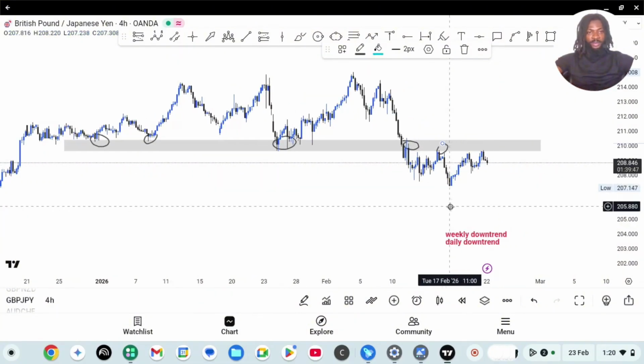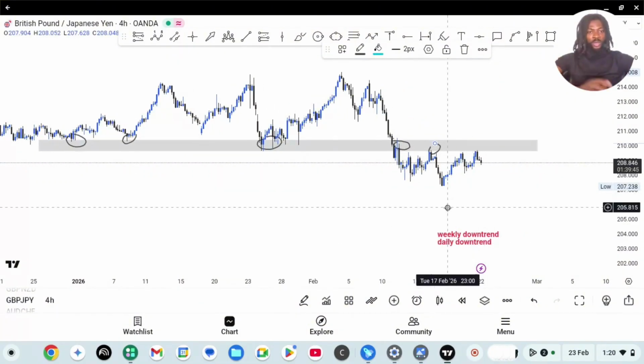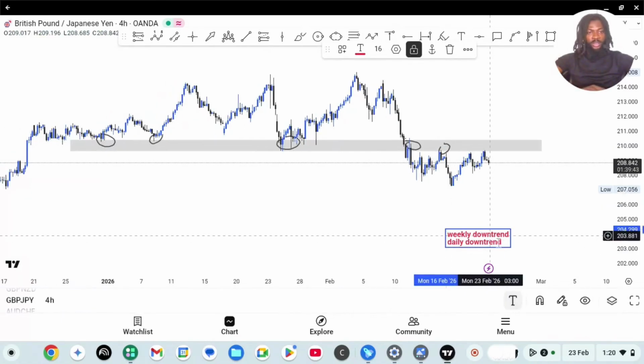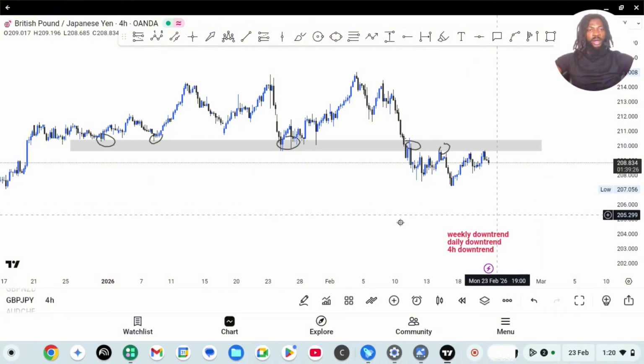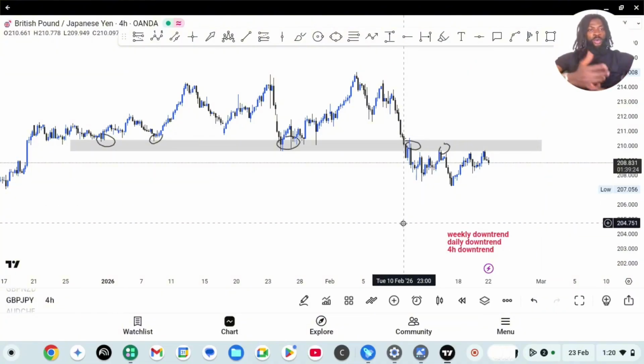All right, now what are we looking for? Let me add it to this writing. 4 hours, 4H, also downtrend. Okay, now we have checked our weekly downtrend, down to the daily, also a downtrend. Now the 4 hours is also a downtrend.